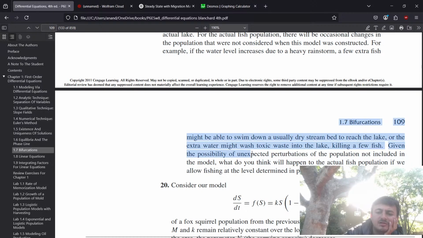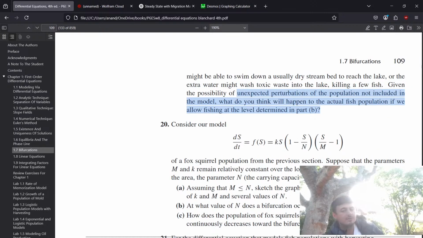Given the possibility of unexpected perturbations of the population not included in the model, what do you think will happen to the actual fish population if we allow? Okay. So we clearly have to do a lot. I mean, we definitely have to do these problems.